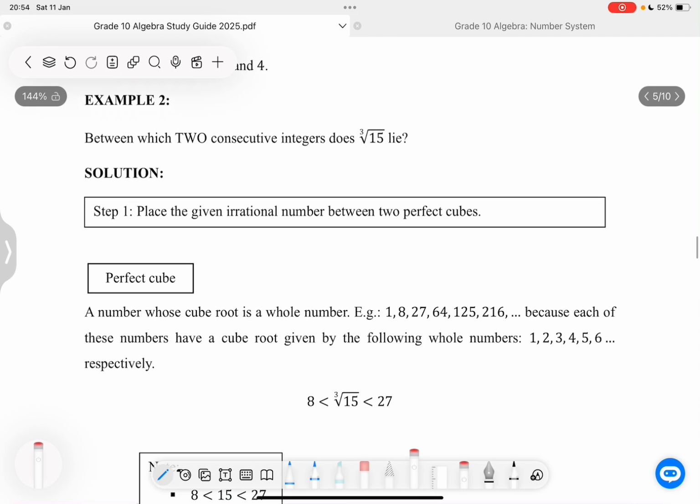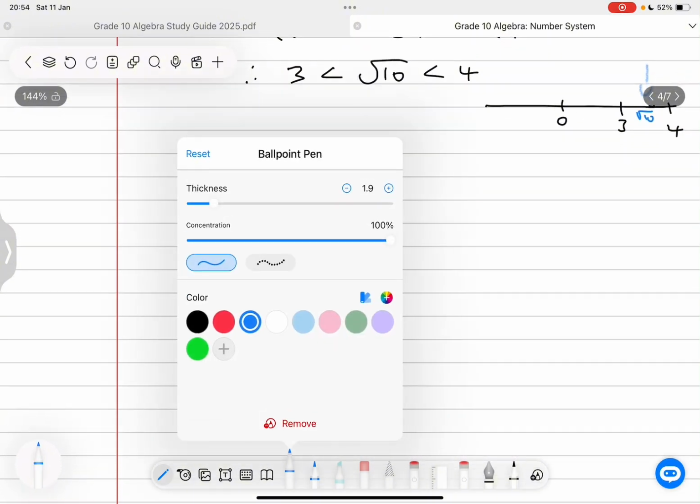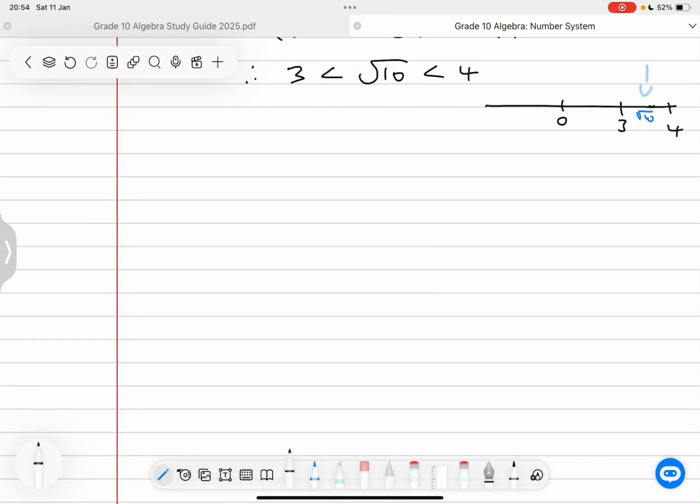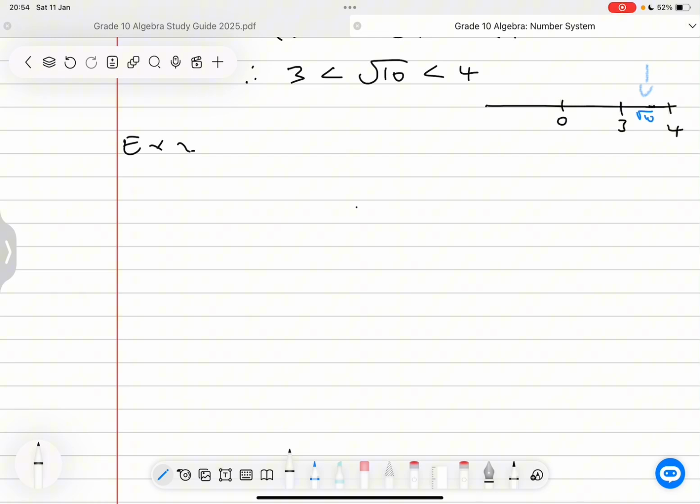Let's try example 2, where we're working with a cubic root. Example 2 says to us: between which two consecutive integers does the cubic root of 15 lie? So if we have a cubic root of 15, which two numbers do we have on either side of this cubic root of 15? Which two numbers squeeze this cubic root of 15?